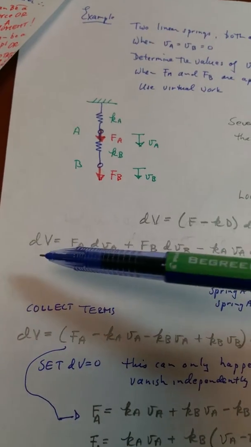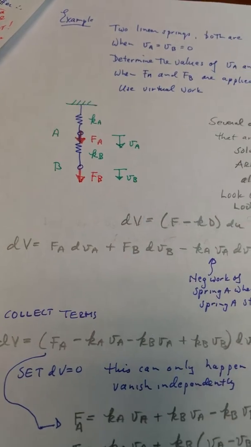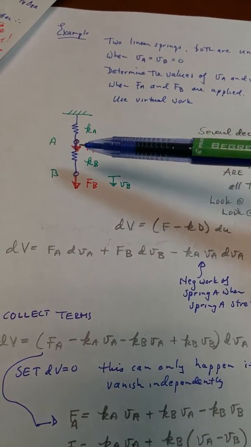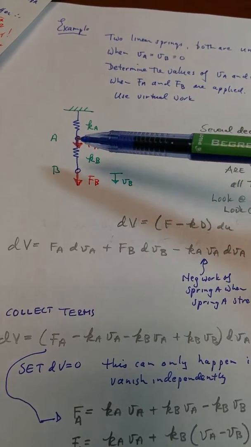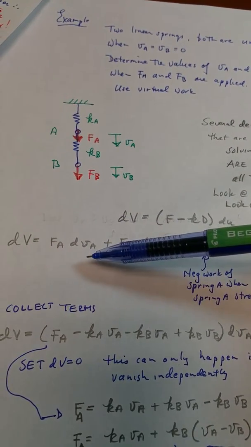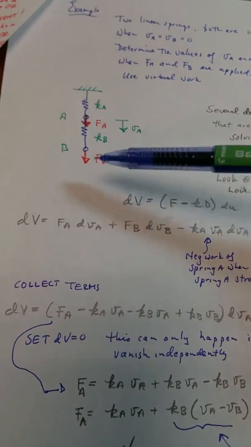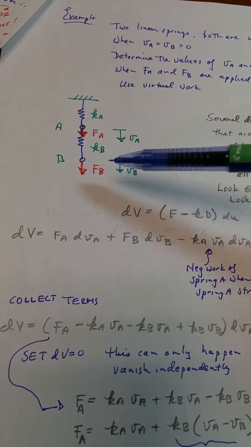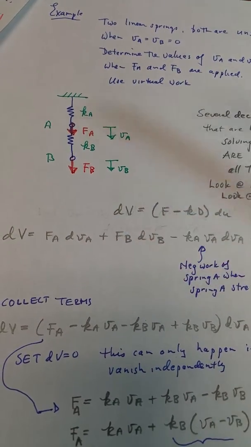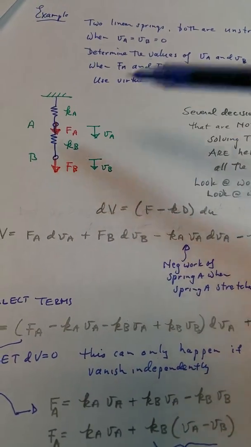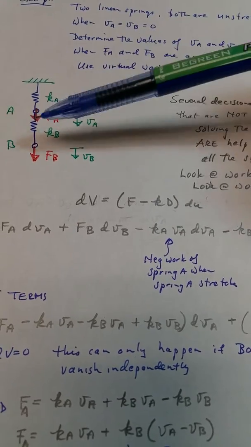So let's take dV, and let's look at the work of the forces here. So the FA, I think it's pretty straightforward, right? It's the force at A times the displacement at A. So that's a virtual movement, dVA. And for FB, it's not so bad either. FB times dVB. And that's it. Now, this is a little complicated here, so you might have to hit pause and replay a couple times.